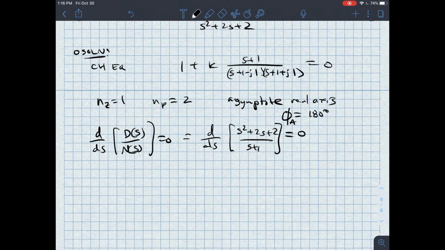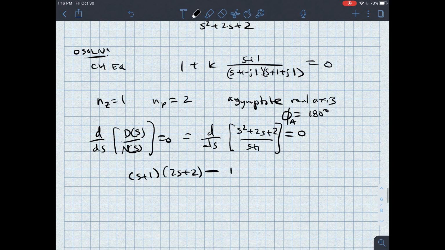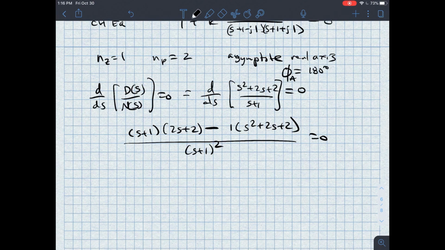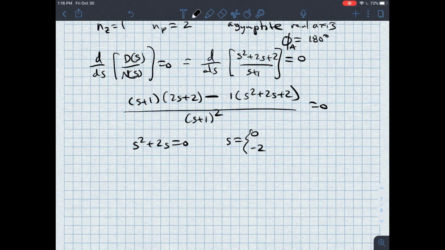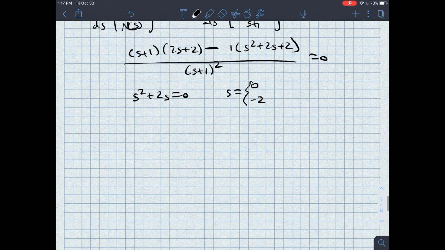So if I go ahead and find this derivative, that's (s plus 1) times the derivative of the top part, so 2s plus 2, minus the derivative of the bottom part, which is 1, times (s squared plus 2s plus 2), divided by (s plus 1) quantity squared, equal to 0. The result of this is s squared plus 2s is equal to 0, and so s is either equal to 0 or negative 2. So let's start by drawing the root locus, and if I have j omega axis crossovers or anything like that, we'll fill it in a moment.